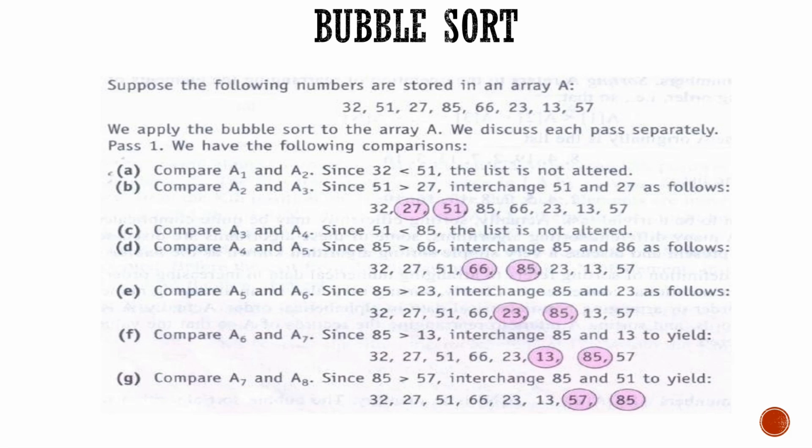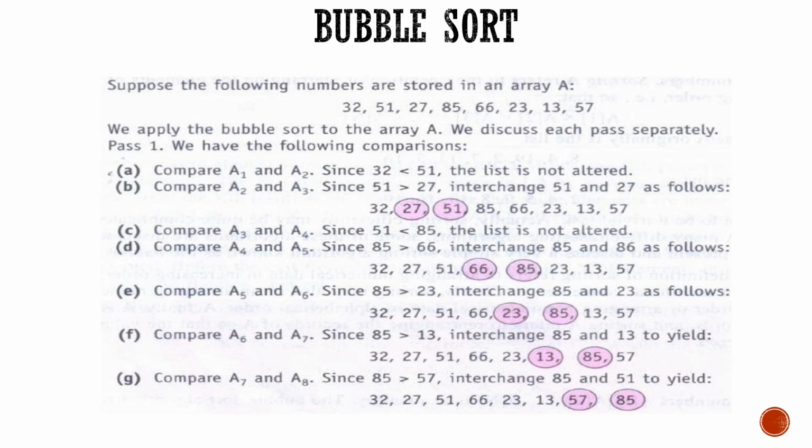Yes, 13 is lower, 85 is higher, exchange. Then next, 85 and 57. 85 is higher, so exchange. So now what happens? 85 will be placed at the end. Now K is incremented. So next loop we consider till here, 32, 27.